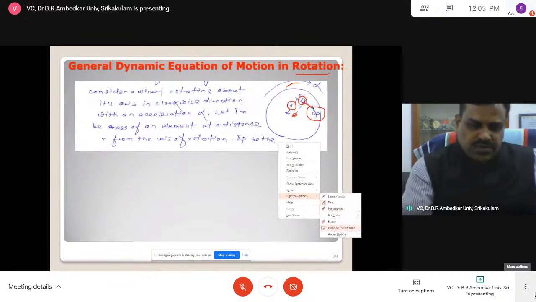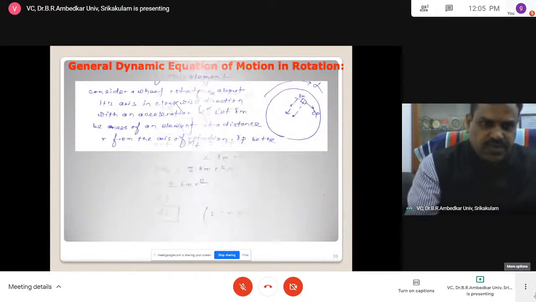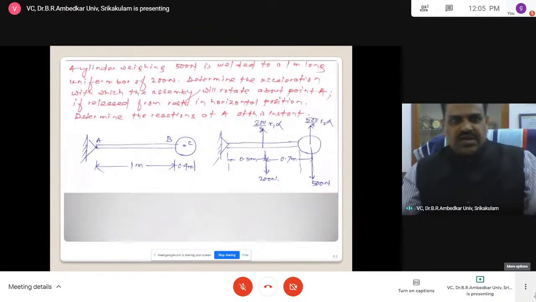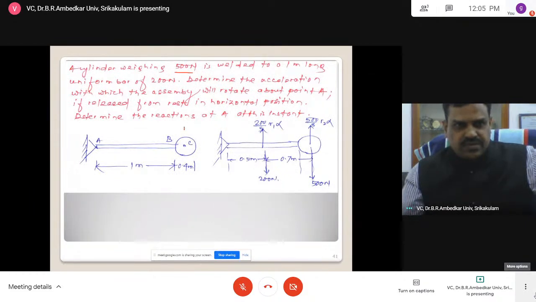Okay, this is how generally we will determine moment: M is equal to I alpha. Now let us consider a cylinder, one problem. A cylinder weighing 500 newtons is welded to a 1 meter long uniform rod of 200 newtons.